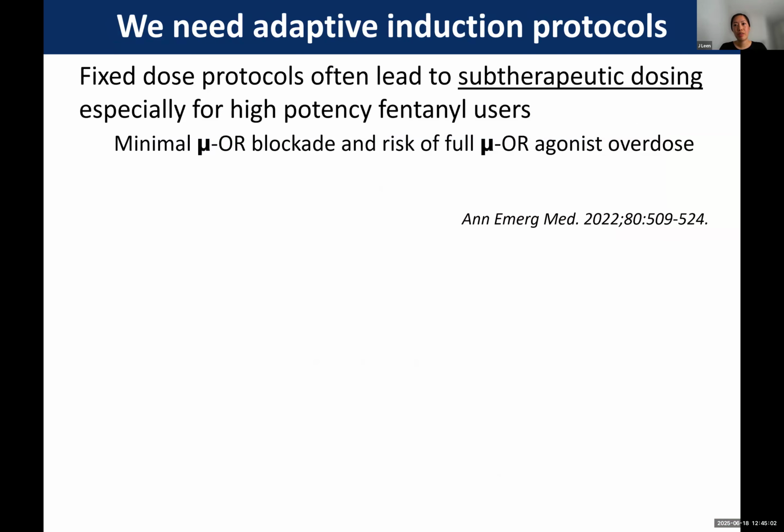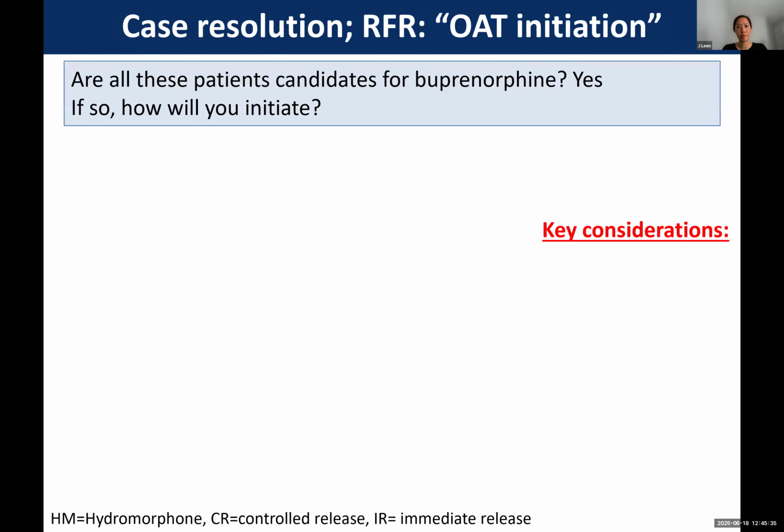But we do need adaptive induction protocols, because fixed dose protocols or following a protocol line by line often leads to subtherapeutic dosing, especially for high potency fentanyl users. And they're particularly at risk because if they leave hospital or they stop the induction midway through, then you've basically opened up some of their opioid receptors. And if they use again the same amount that they usually use, they're at risk of overdosing. So we need to be able to adapt, and that does come with clinical experience.